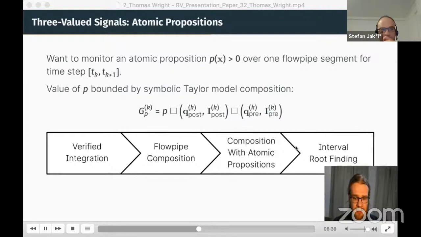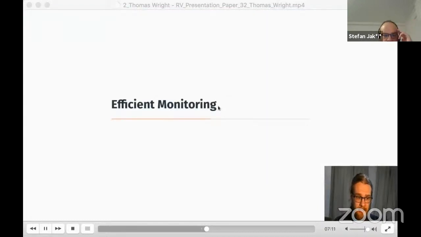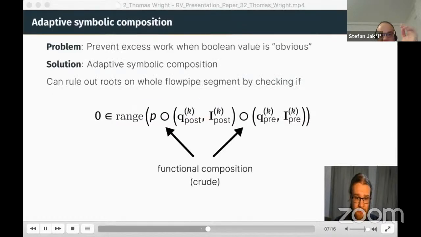And then we compose this with the atomic propositions. And finally, we need to apply interval root finding. This is sufficient for verification of the full range of STL properties, but it may be expensive, given these symbolic composition operators are expensive as they involve symbolic operations on high-dimensional Taylor models. Also, a flowpipe may consist of thousands of flowpipe segments, adding further cost. So we now turn our attention to optimizations to make this method much more efficient.